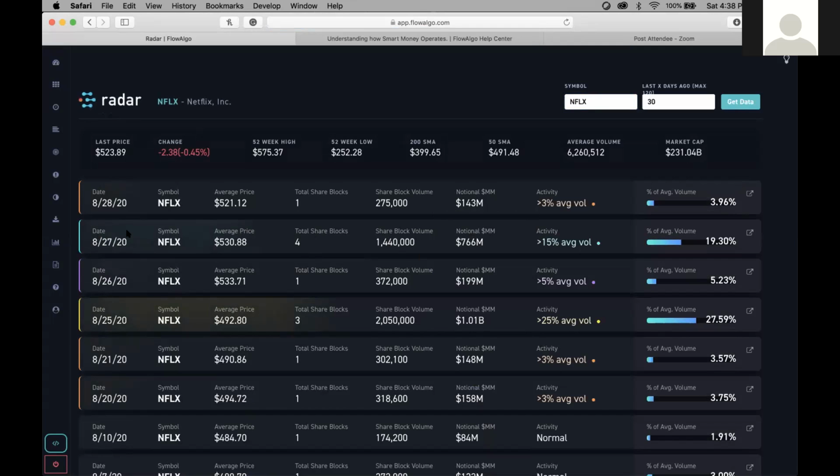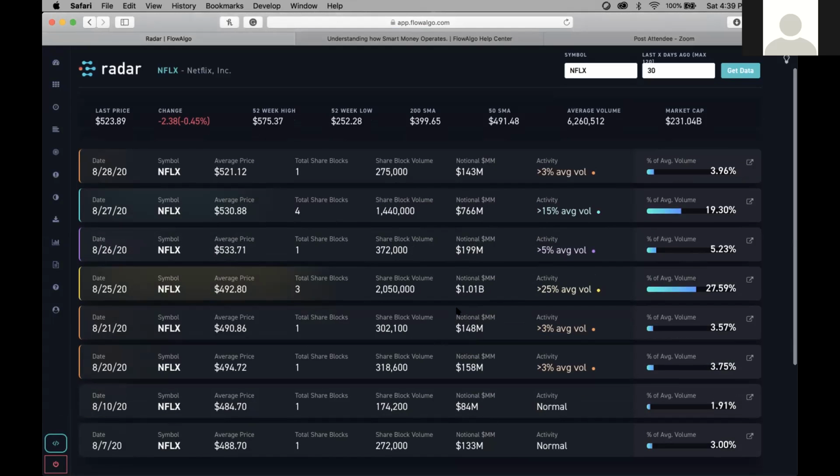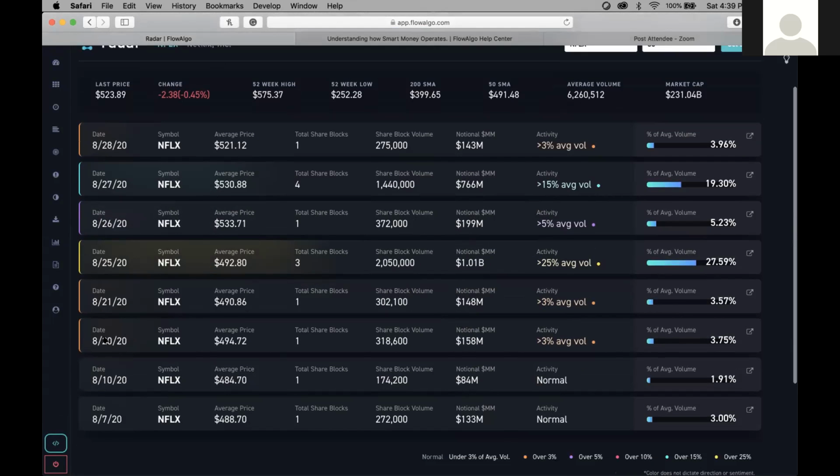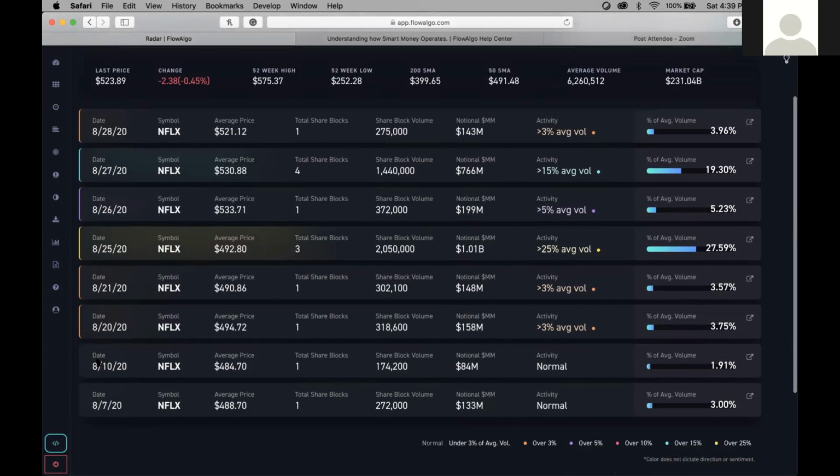So just on 827, you have 15% of the average volume, almost $1 billion. You have $1 billion on 825, and you don't have much action. The last few actions, 810, 87. So you can see this doesn't happen too often.